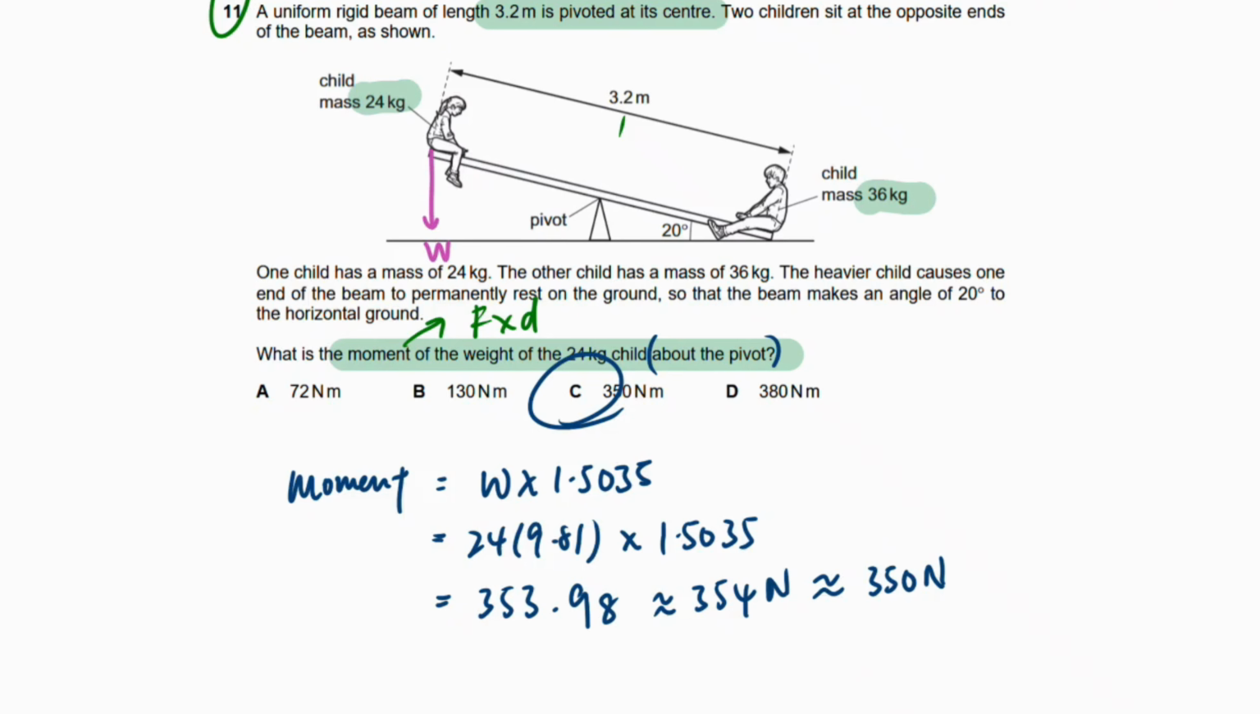And if you're going to use weight, then you have to take this distance, because that is a distance that's perpendicular to the weight. But let's say you want to use this distance, 1.6, and you did not see that it is possible to be 20 degrees here in the exam. You did not realize that, it's okay. There's always an alternative.